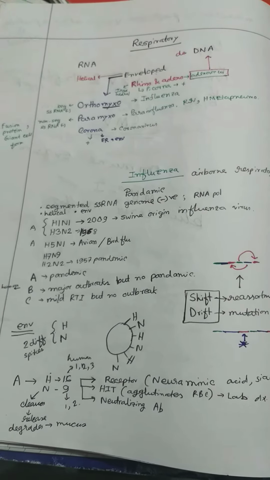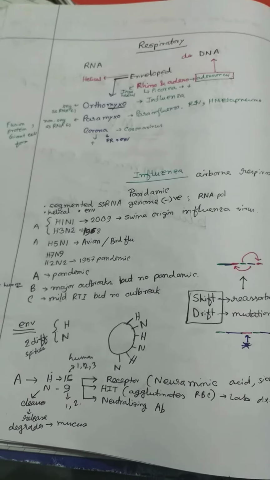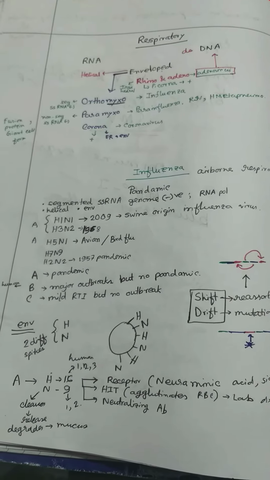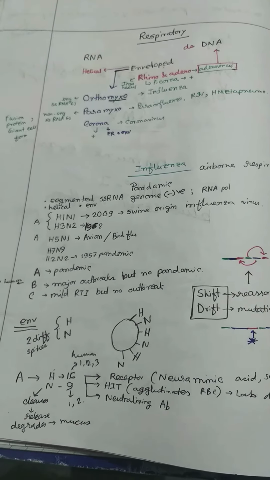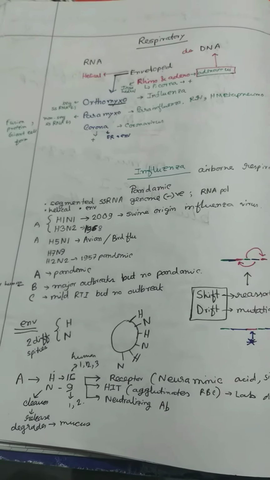Today we will discuss respiratory viruses. Most of the respiratory viruses are RNA viruses except one DNA virus. The DNA virus is double-stranded, and that is adenovirus. The rest of the respiratory viruses are RNA viruses.